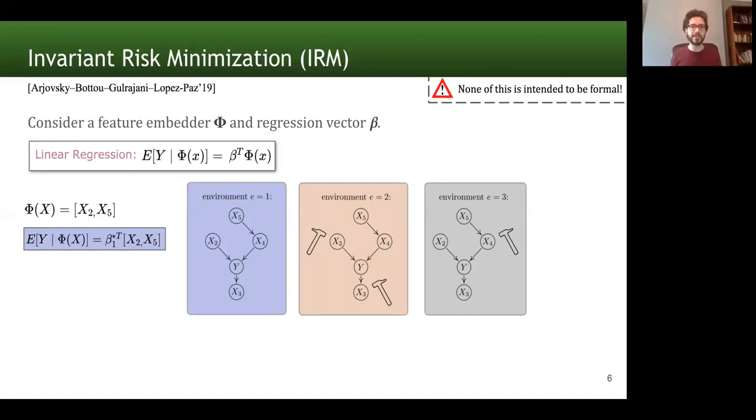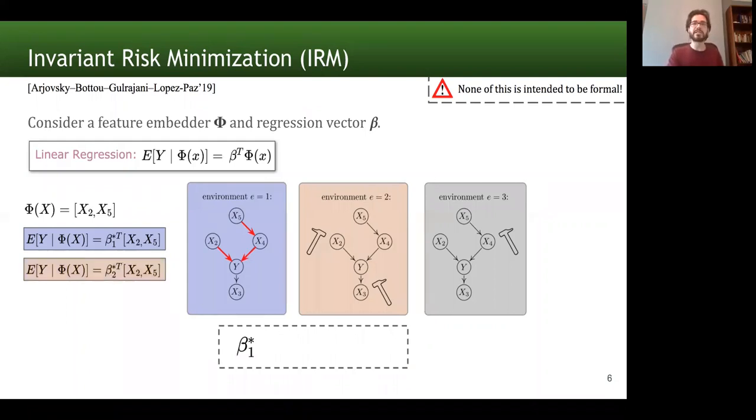To consider this a little more deeply, in environment 1, we are modeling the expectation of y given the representation as a linear function of x2 and x5, which gives rise to this optimal regression vector beta 1 star. How does this beta 1 star come into existence? What determines its value? Essentially, the functional mechanism by which x2 generates y, and likewise the mechanism by which x5 generates y, determine the informativeness of these features with respect to y. As a result, this gives rise to whatever beta 1 star is. It's the regression vector which is going to minimize the expected squared risk.